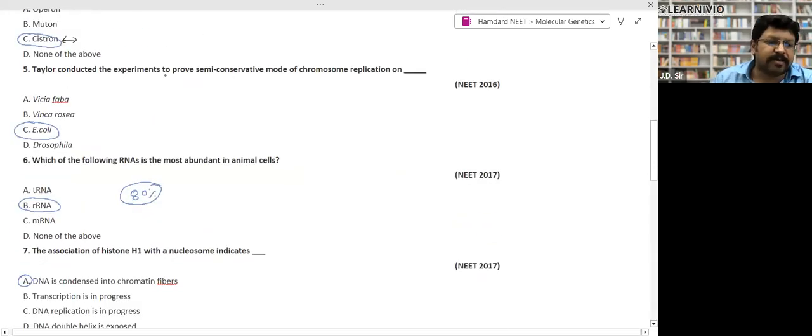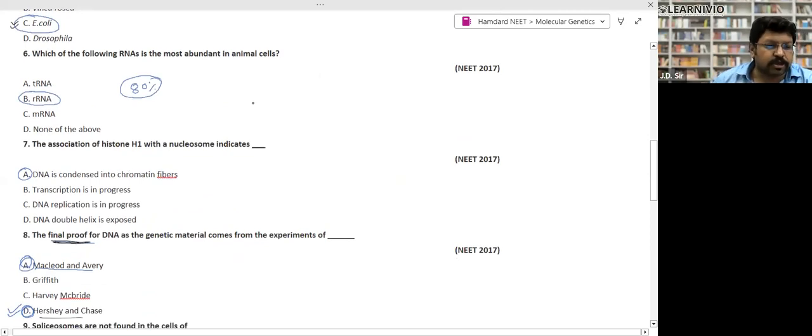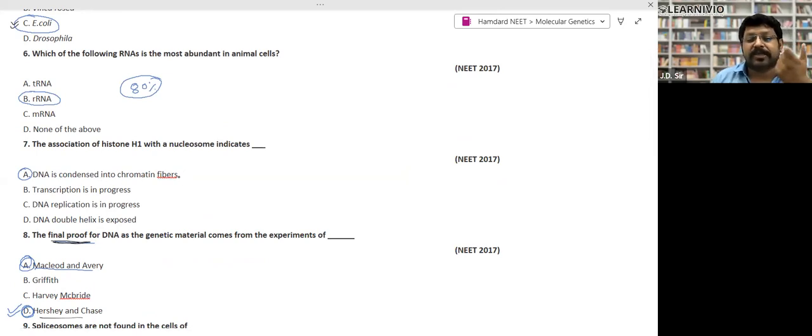Meselson and Stahl conducted the semi-conservative model experiment. I was discussing it in the last class. On what experimental organism? Escherichia coli. Which of the following RNA is the most abundant in animal cell? Ribosomal RNA, 80%. The association of histone H1 with the nucleosome indicates DNA condensed into the chromatin fiber, meaning condensation of DNA is taking place.